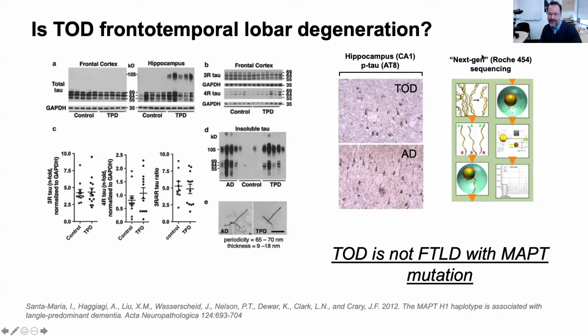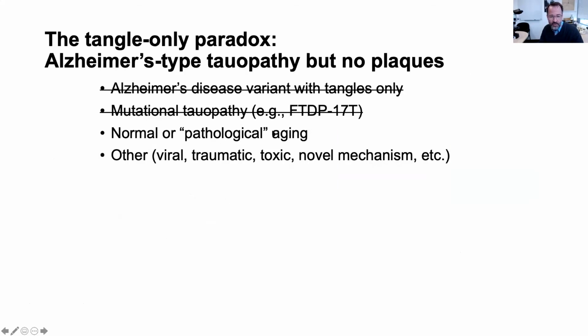I put in Roche 454 here for people who are in the know, because it's kind of hilarious. It was the first generation of next-gen sequencing, but it was very fancy at the time. We sequenced the tau locus in these cases, and using 454, we could not find any mutations in these diseases, and we could not find differences in the isoform ratios biochemically. We also couldn't find differences in the phosphorylation pattern or other structural changes. So we don't really think this is an FTLD with a tau mutation. We just crossed that out.